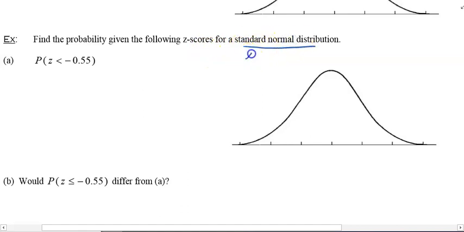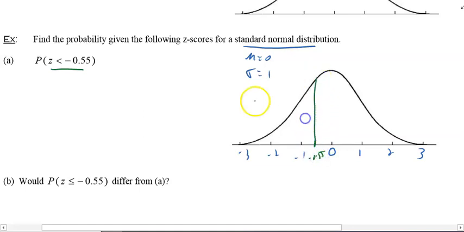What does standard normal mean? The average is 0 and the standard deviation is 1. If it's not standard normal, they will give you the average and they will give you the standard deviation. You put them in the calculator. Again, if it is standard normal, this is 0, this is 1, 2, 3, negative 1, negative 2, negative 3. Where does negative 0.55 lie? It's about halfway, right there.